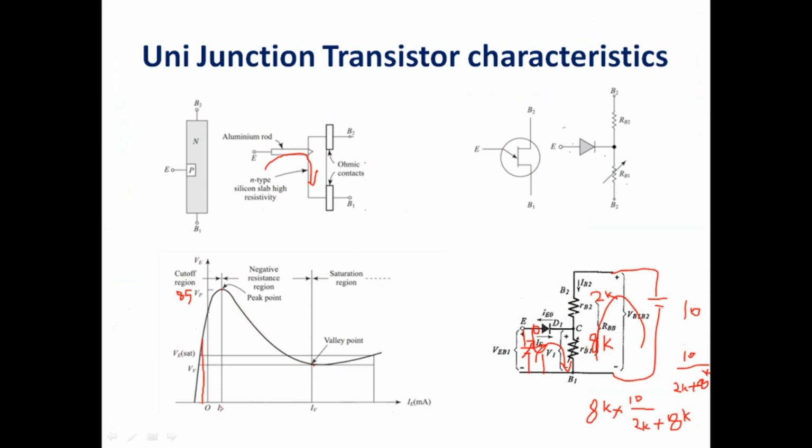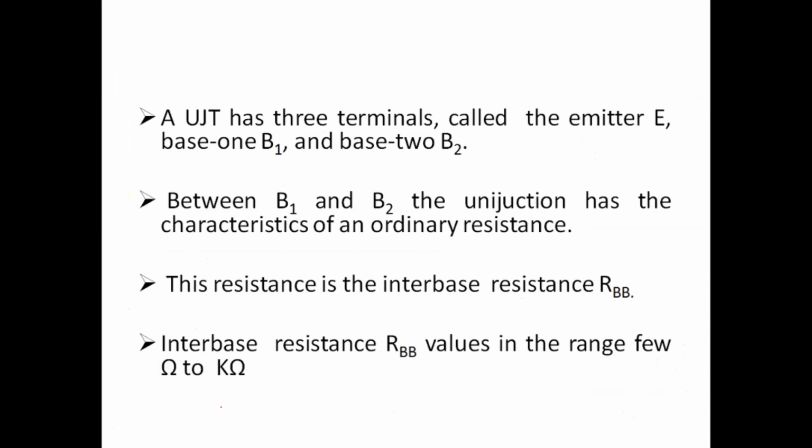We will use this in the next slides. So let us read out what has been explained so far. UJT has three terminals called the emitter, base 1 and base 2. Between base 1 and base 2, the unijunction has the characteristic of an ordinary resistance. This resistance is the interbase resistance RBB. Interbase resistance RBB values are in the range of a few ohms to kilo ohms.